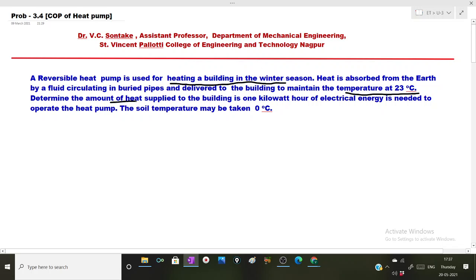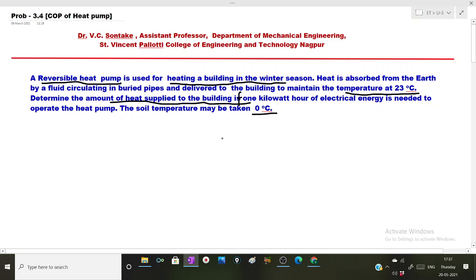Determine the amount of heat supplied to the building if 1 kilowatt hour of electrical energy is needed to operate the heat pump. The soil temperature may be taken as 0 degrees Celsius. Okay. So here once again very vital information is given to you: a reversible heat pump.